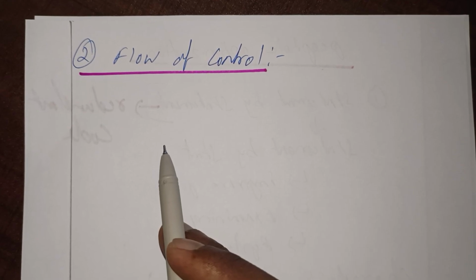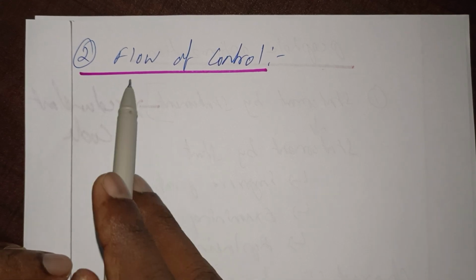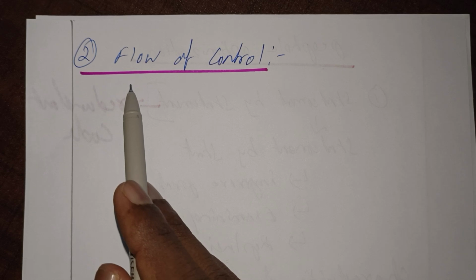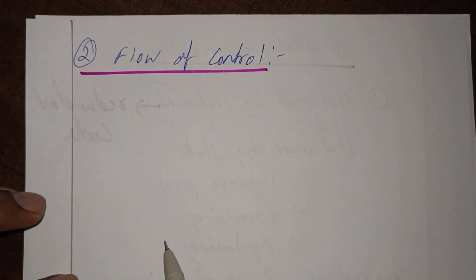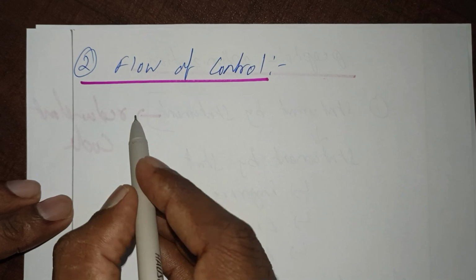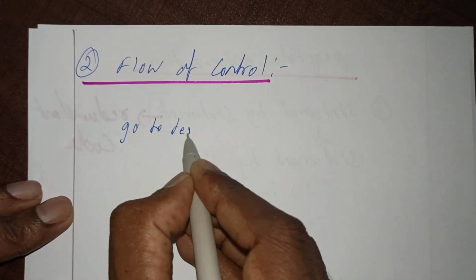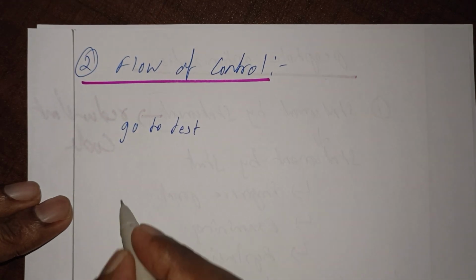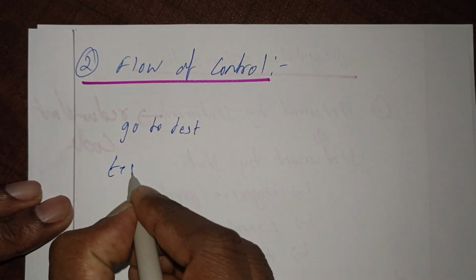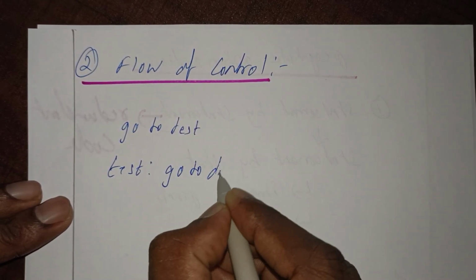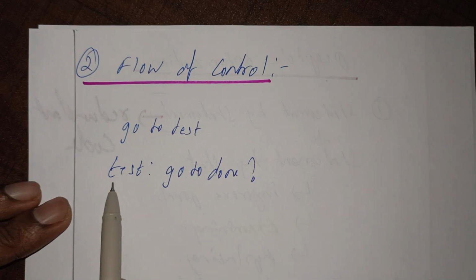So this is the second main approach in Peephole optimization, which we call flow of control. Each process here should have a valid jump in the flow. For example, using three address code: go to test, where I test some condition, and in the test, on the condition, go to done.